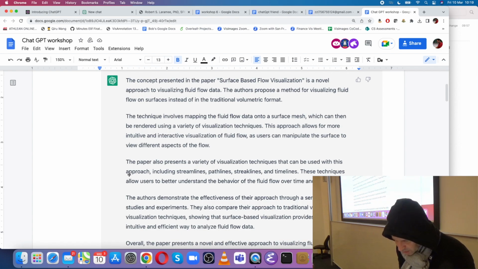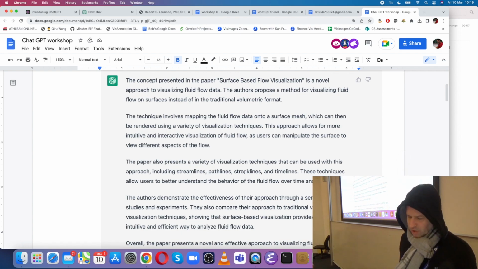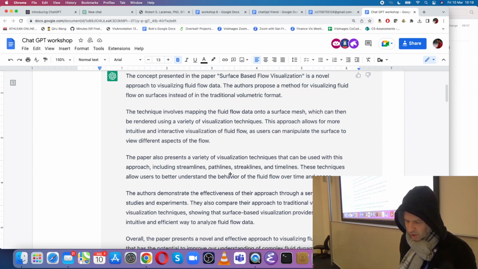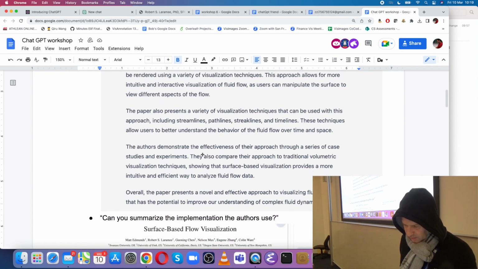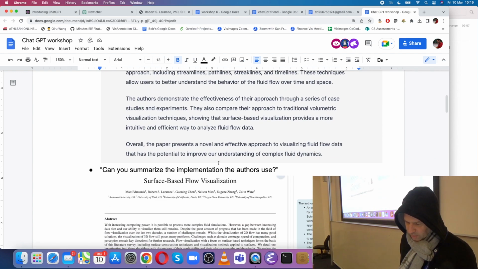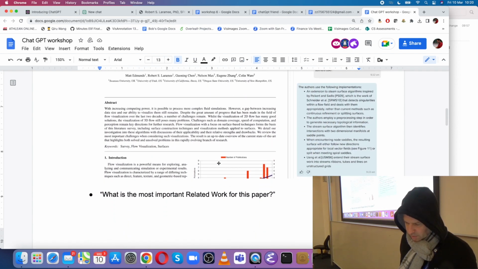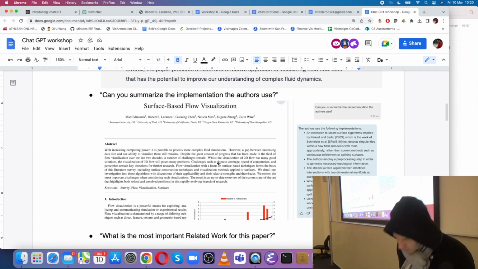Okay, this is actually incorrect. I changed my mind. I thought it was correct, but it's not correct. So the concept is not quite correct there, for better or for worse. Can you summarize the implementation?